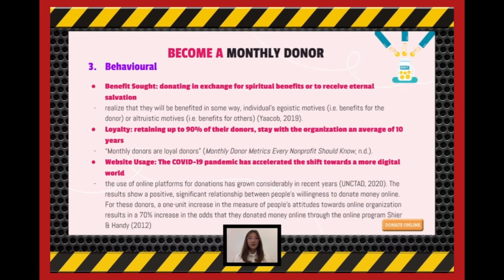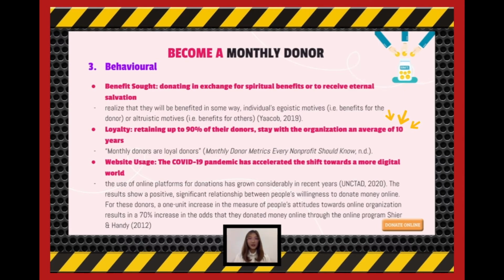Lastly, behavioral segmentation includes variables such as benefit sorts, loyalty, and website usage. In benefit sorts, an individual makes donations when they realize that they will be benefited in some way. Individuals' egoistic motives or altruistic motives, whether by saving on the total value being donated or even by receiving a spiritual benefit, as can occur when the motivation of the individual is of a religious nature. The study by D'Agasperi and Menendez 2017 had already addressed that people start donating in exchange for spiritual benefits or to receive eternal salvation. Monthly donors are loyal donors.